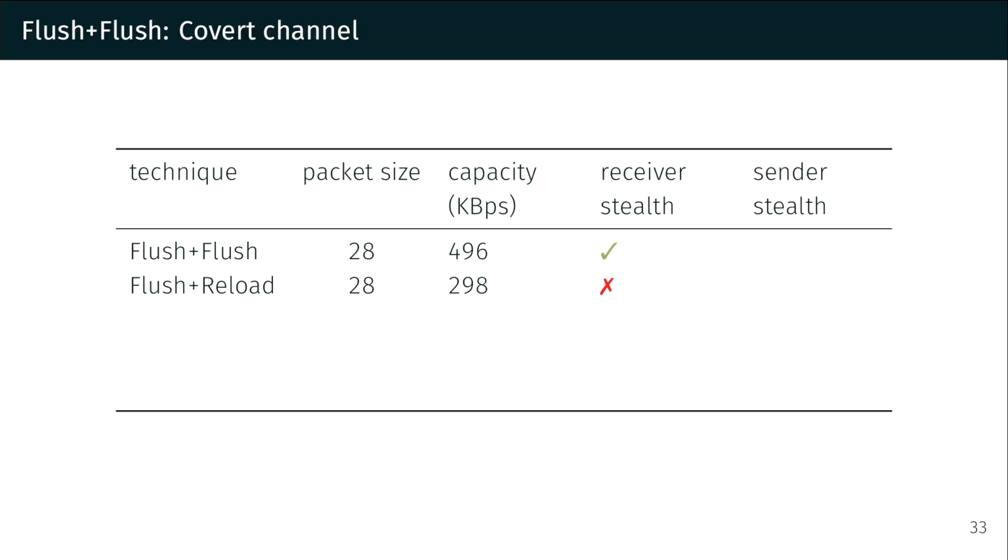Another thing is that Flush+Flush and Flush+Reload, as you've seen, share some similarities. So for the covert channel, they also share the same sender, only the receiver is different. And for this one, the sender was not stealthy for both of them. Anyway, if you want a fast covert channel, then just try Flush+Flush. That works.